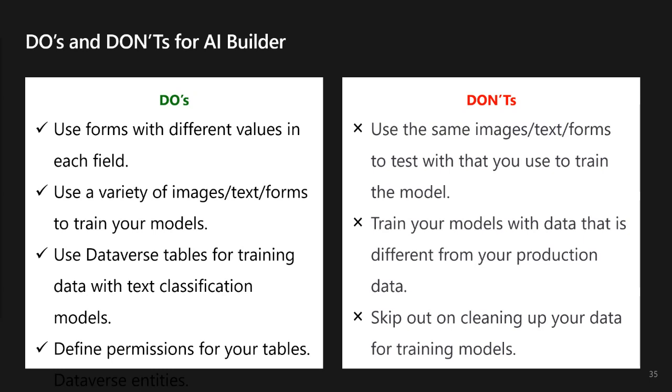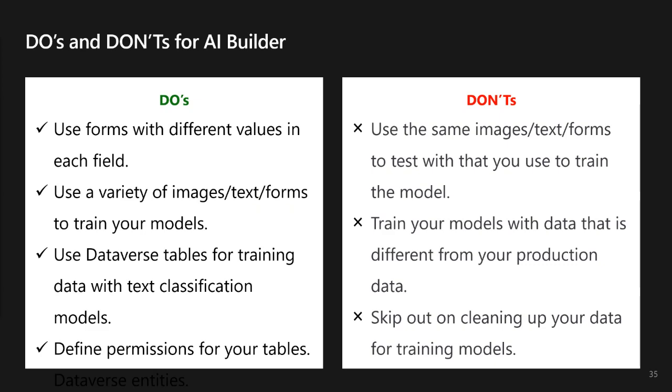So don't use unrealistic made up examples. Use actual examples. So like if you're doing AP invoice automation, take actual invoices from your vendors and your suppliers that are similar to what are going to be used with your production data. And also don't skip out on cleaning up your data for training the models. So especially with text classification, or if you're doing object detection and you're identifying a list of products, make sure that the data that you're starting with of what you're going to be detecting is cleaned up. You don't have duplicates in it and so on, because that can complicate things when you're trying to work with it.